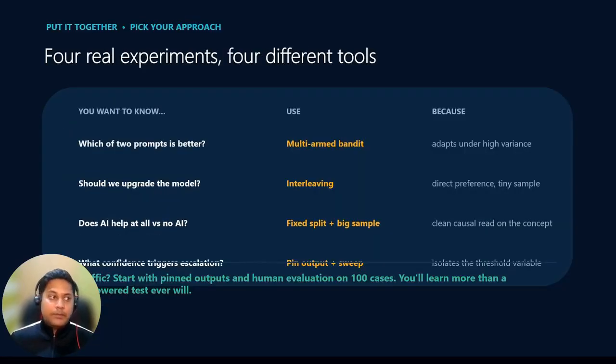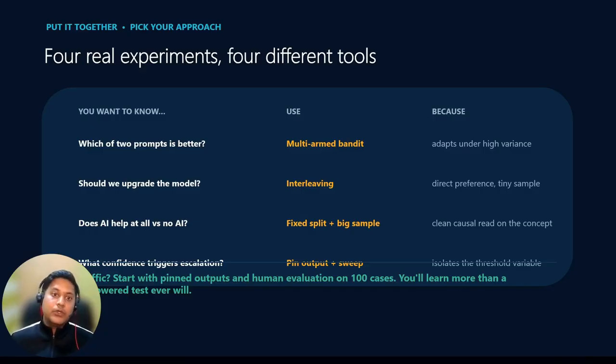Now, let's make this practical, because four approaches and four metric layers can feel like a lot. Here is how I actually choose. Question one: which of two prompts is better? Use a multi-armed bandit. Prompt comparisons are noisy and you are genuinely uncertain, right? Which is exactly the situation bandits were designed for. And you limit how many users see the weaker prompt.